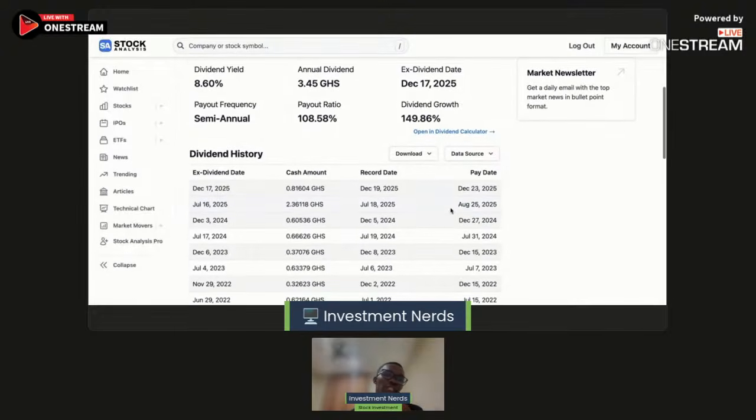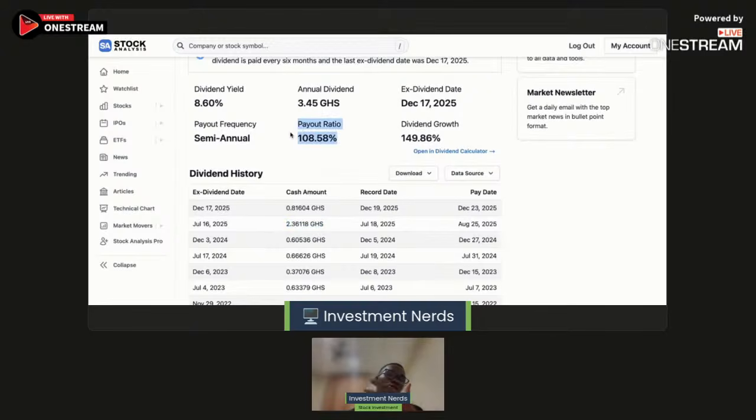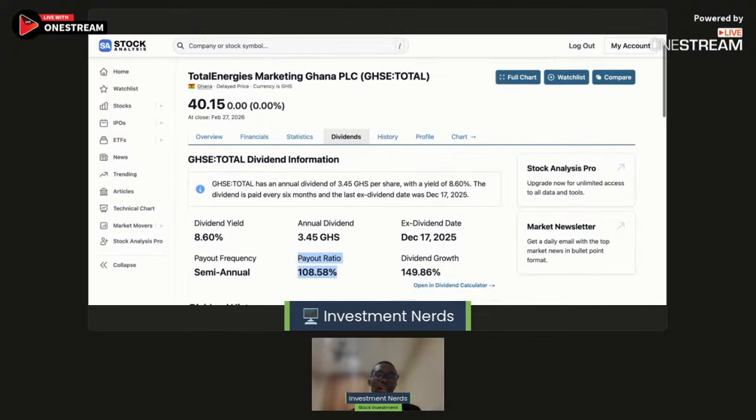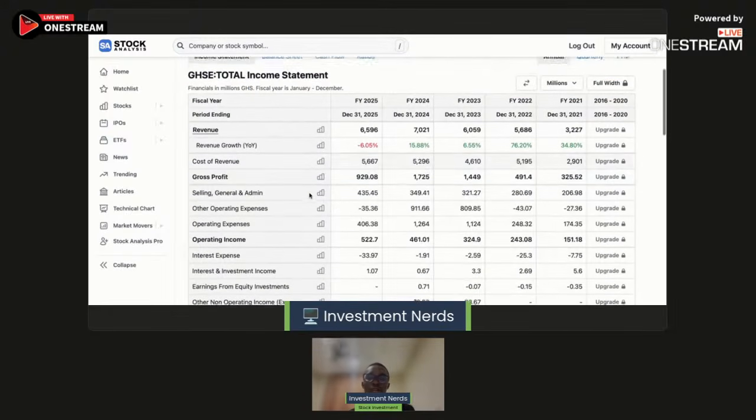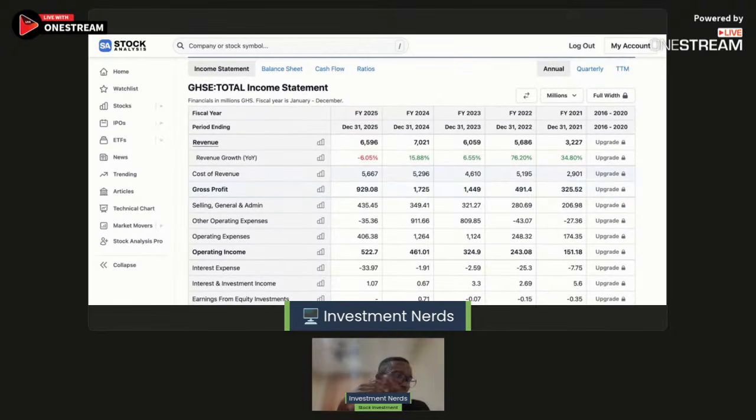I hope you are with me. The company paid dividend somewhere around 2 cedis, and you see, they pay dividend twice a year. That's why people heavily believe in Total. Look at the payout ratio. Total pays a lot of dividend to its followers. Now look at the financials of Total. Can you see what's happening? If you can see what's happening, let me know in the comment section. Let's wrap up quickly so that we don't keep you for long. Can you see what's happening to Total?